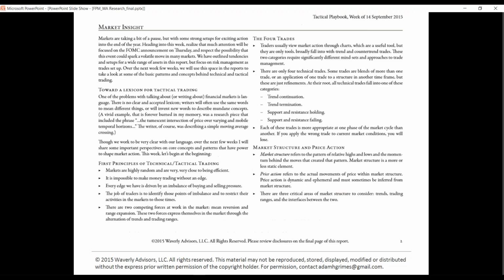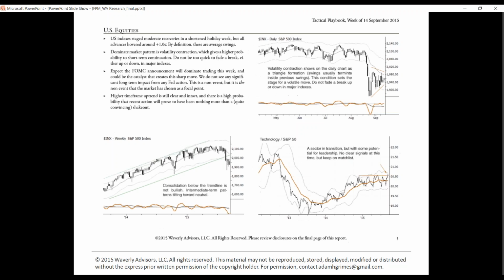Then we have what I would almost call a quasi-educational section, where I talk about some aspect of trading. Last week I wrote about the 4 categories of trades, toward building a vocabulary to speak about and understand trading ideas.